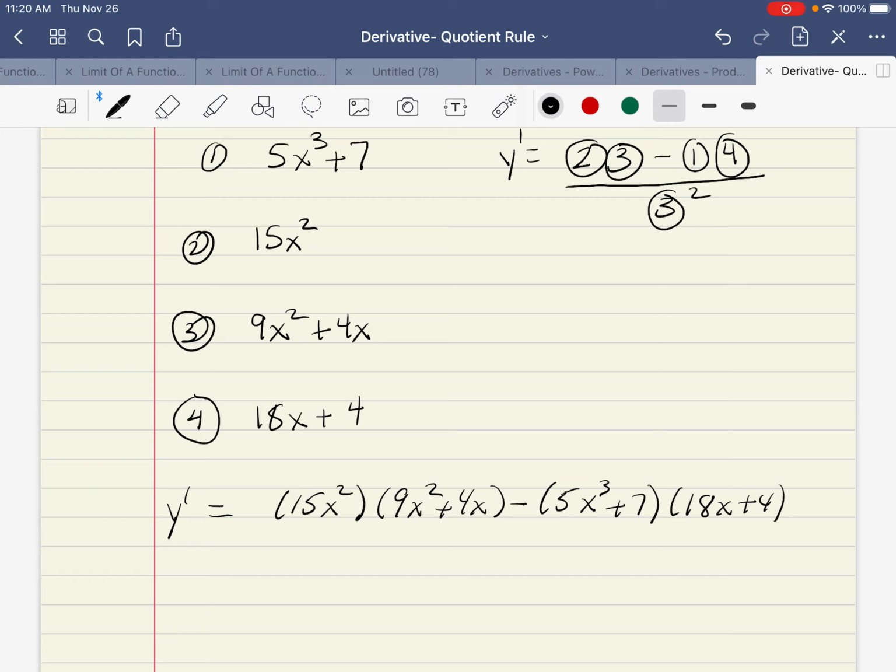So again, making that 1, 2, 3, 4 chart is really handy. Then you can reference it. And then all over 3 squared. So that 3 was 9x squared plus 4x. Now again, depending on how your teacher or how your classmates or how you are personally going to simplify that, you would take it from there.